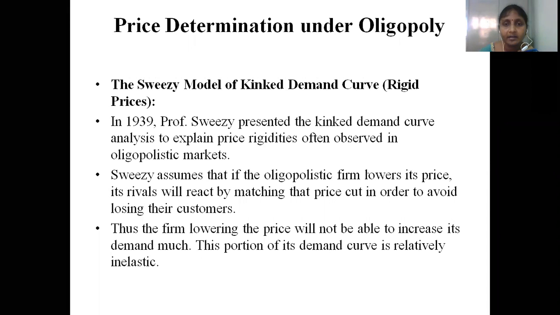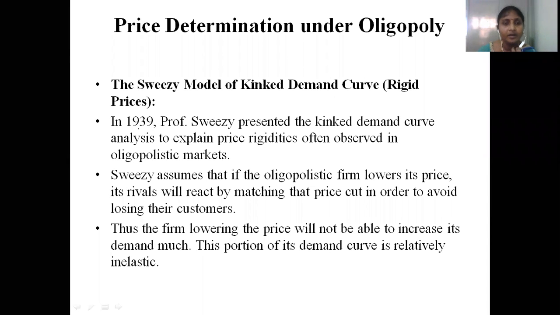So what are the characteristics under oligopoly? We have seen them just now. Now, how is the price determined? That means how can we achieve the equilibrium point under oligopoly? We will see now. Here we have to discuss the Sweezy model of the kinked demand curve. Previously in the characteristics, I told you that the demand curve is not determinate; it is an indeterminate demand curve. That is one of the properties of oligopoly. So now we are going to discuss the Sweezy model of the kinked demand curve for rigid prices.